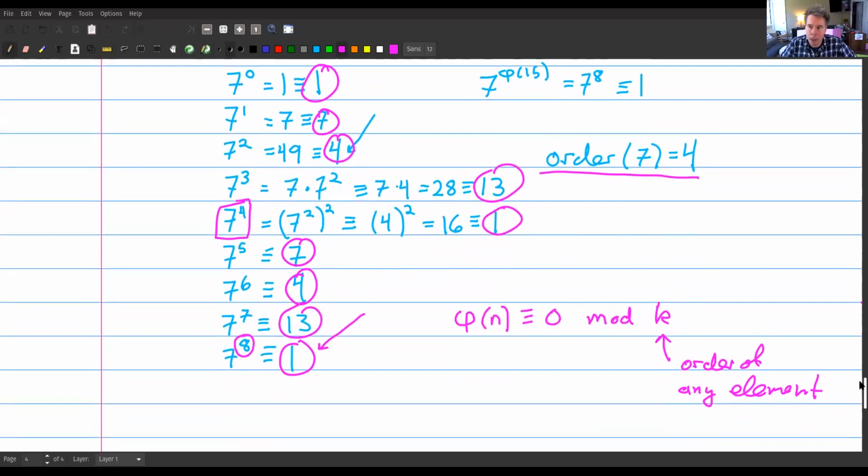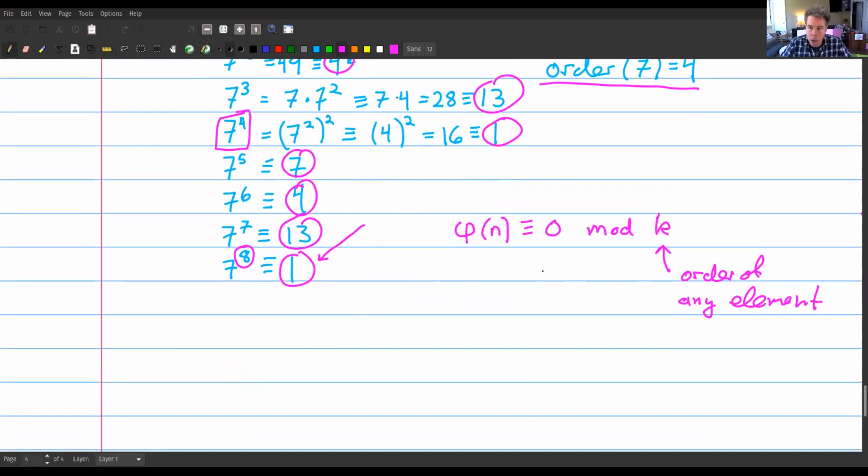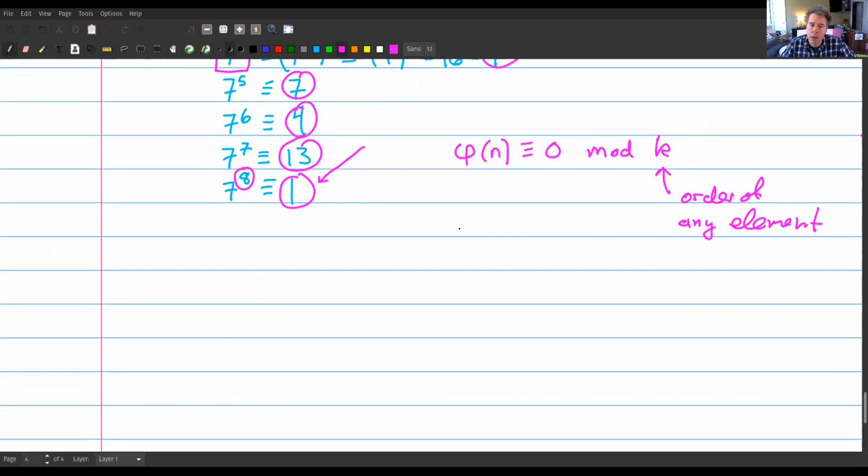And so what Euler's theorem is saying is that the order, maybe period would be a better word, but the order divides the cardinality of the group. So another way to understand what it's saying is that k divides phi of n. It's the same thing as phi of n is equal to some number L times k. And so that also just means that k divides phi of n.